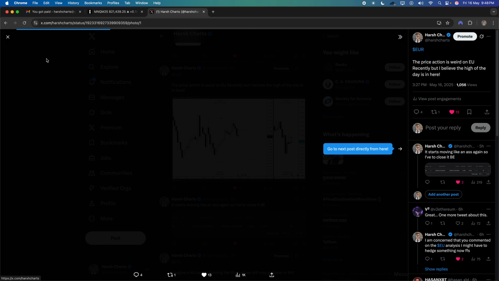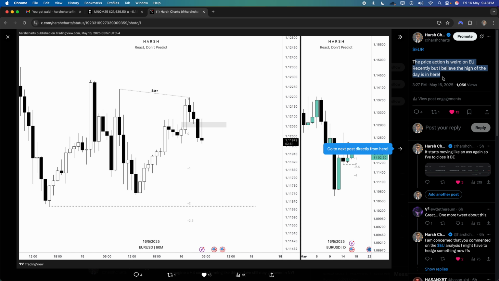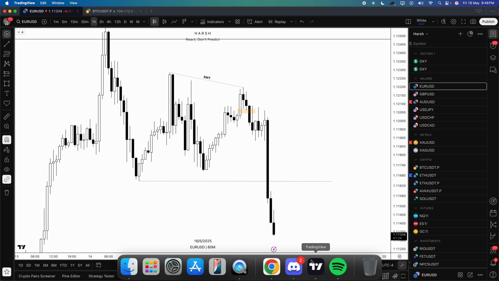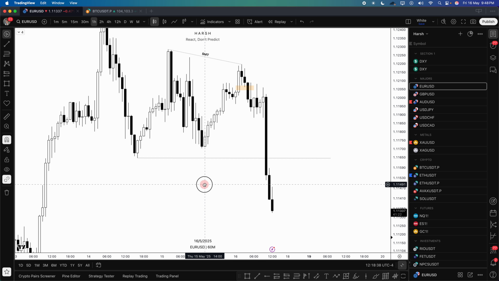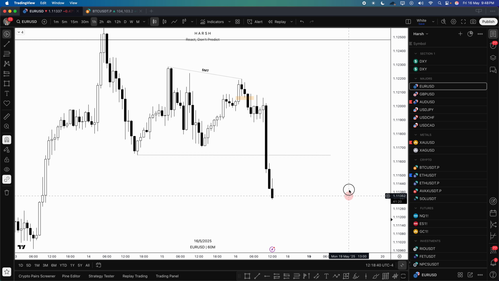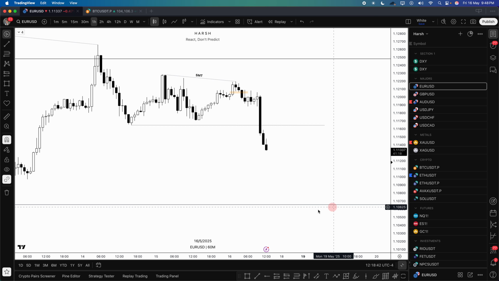So here you go, the price action is weird on euro recently, but I believe the high of the day is in here, and after the news we just blew through that draw on liquidity and we're even ripping, right? So my next draw on liquidity is definitely this area, something I'll plan next week and trade it.